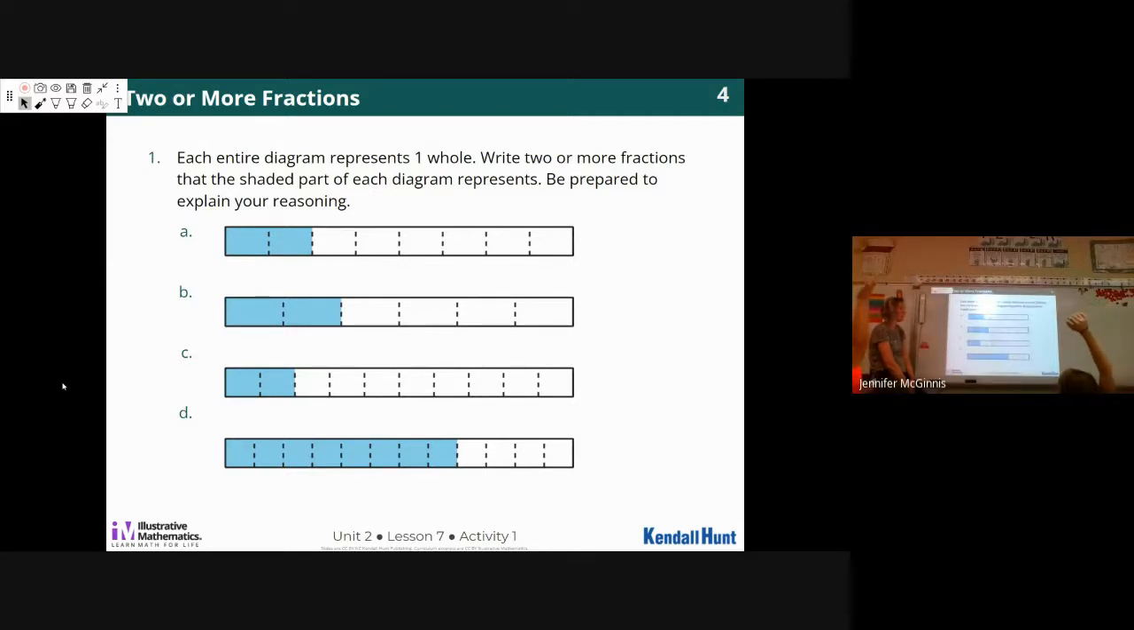Colton, what do you got? 2/8. Is he right? Yes. 2 shaded. 3, 4, 5, 6, 7, 8. Good job. What fraction do we have for B? Levi?